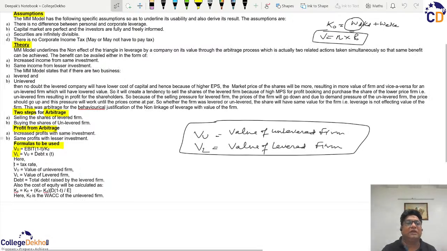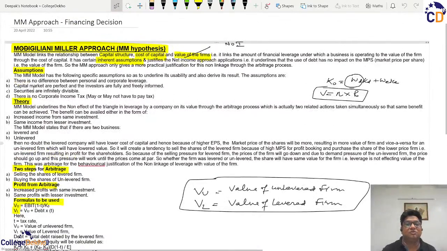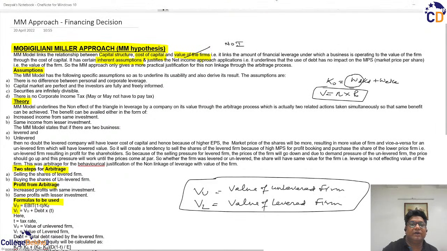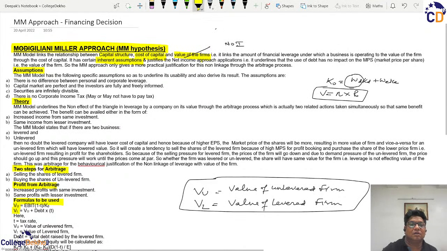Why it is so, we will be discussing in our assumptions part. If you just support this funda here, the approach only gives a more practical justification for this non-linkage through the arbitrage process. It means it has underlined that the use of debt, that is the capital structure, will have no impact on the market price, that is the value of the firm.